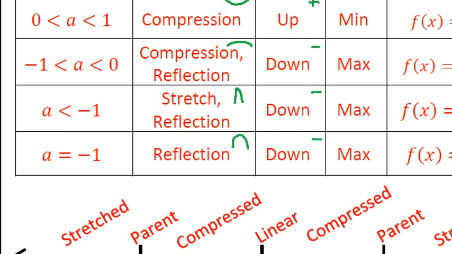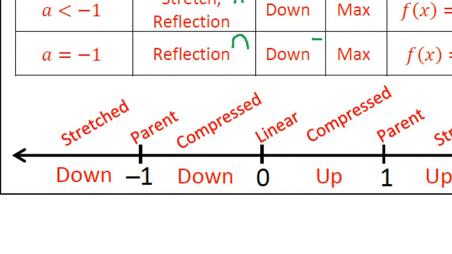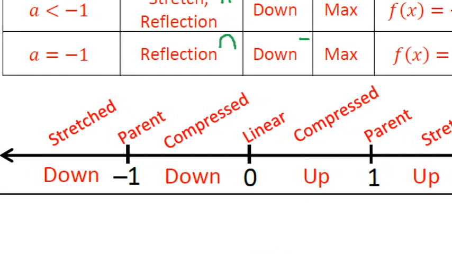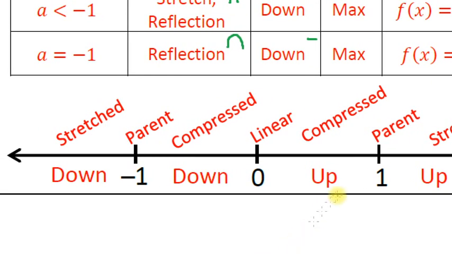Now, here's another way to do this. I want you to fill this out. I'll just pause. I won't talk about this too much, just showing you. Here's another way of writing this down so you can understand this. If a is 0, we've got a linear graph. As we move into negatives, between negative 1 and 0, the parabola faces down and it's squished or compressed.